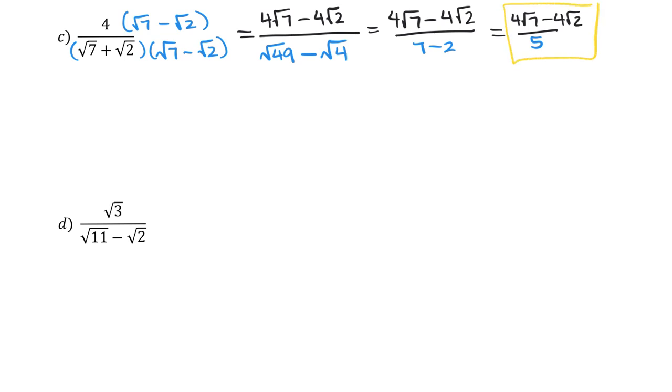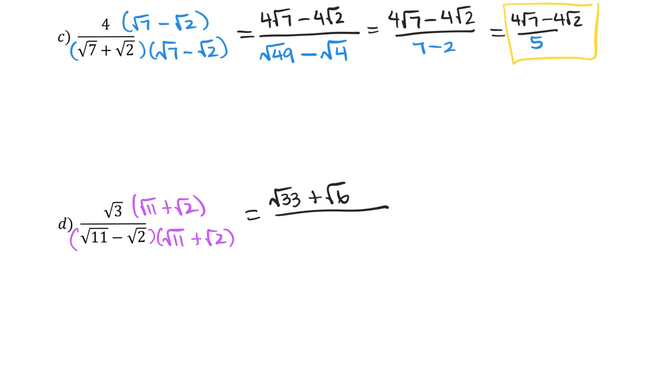Okay, last one. What's the problem? Oh, same. Root 11 minus root 2, so conjugate. Root 11 plus root 2. Okay, let's multiply the top. Root 3 times root 11. Since they're both radicals, I can multiply them. So root 33. Root 3 times root 2 is root 6.